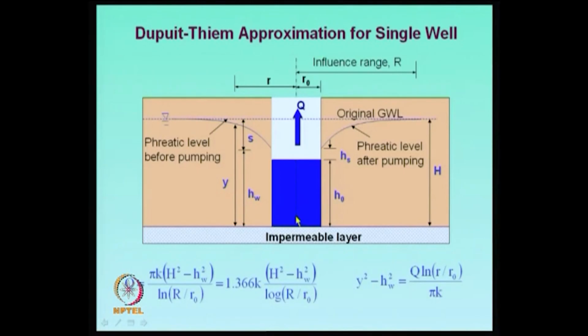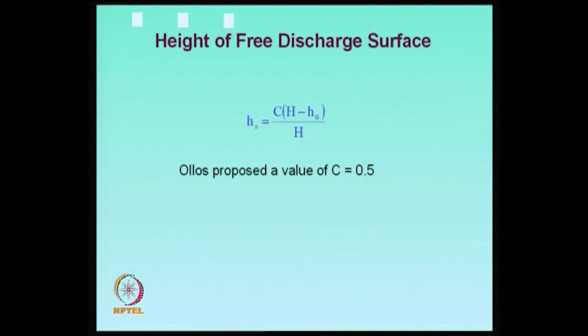If you have wells, this is a standard problem in which this is the phreatic line after pumping, and this is the phreatic line before pumping. Because of the withdrawal of water, it comes down to this level, and these are all the variables involved, and you can get the discharge. And if you have 2 wells successively, one can use the level difference in the 2 wells to measure the permeability as well. This we discussed, and there are certain expressions here.